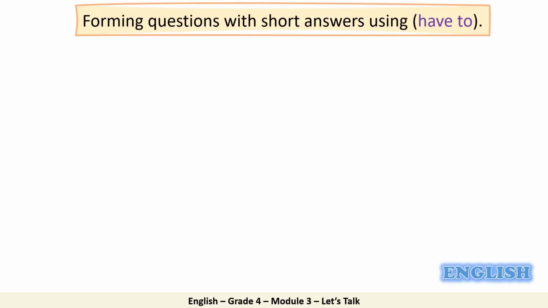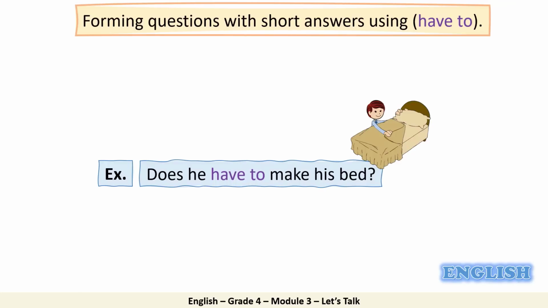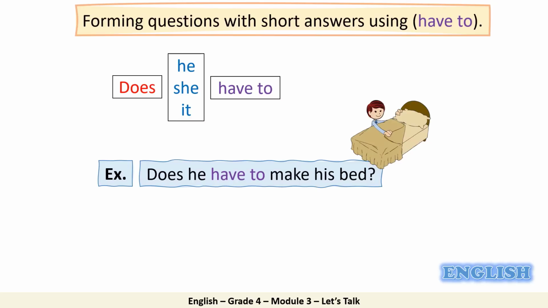Let's continue forming questions with short answers. Look at the example and read the question with me. Does he have to make his bed? Can you help me give the rule? We start with does, and then we use he, she, or it. Or I can use a name of a person and one person only. And then I use have to. Excellent. And I use the verb in the infinitive form, and I end with a question mark.